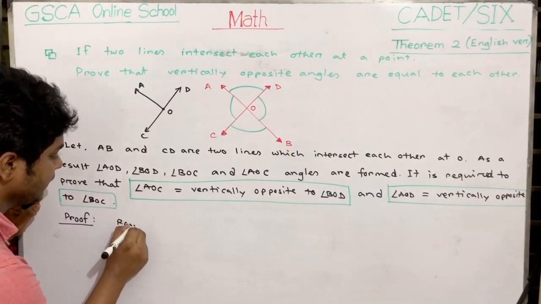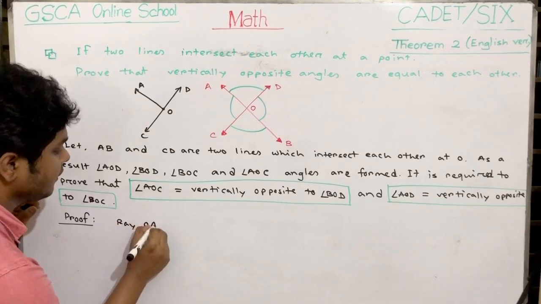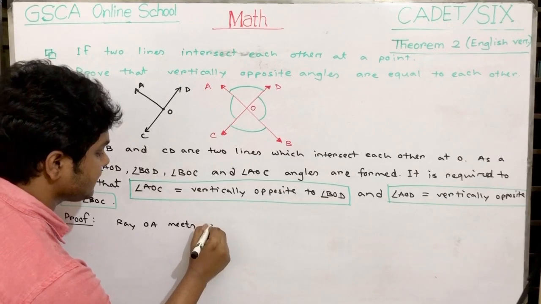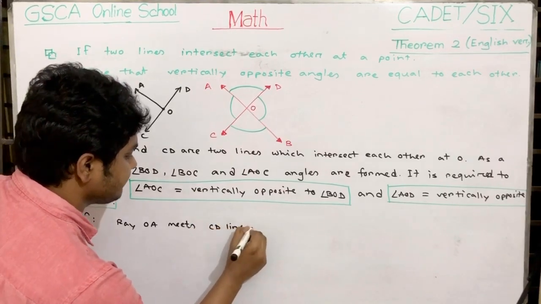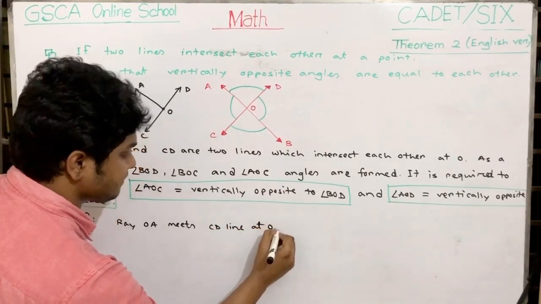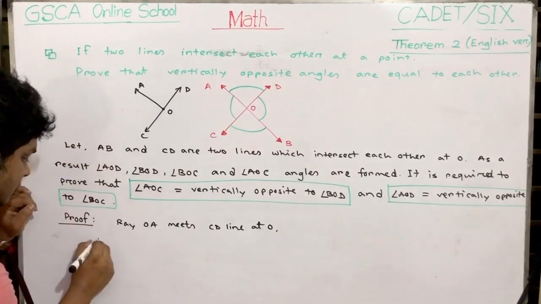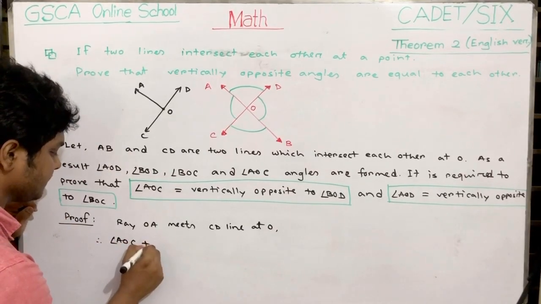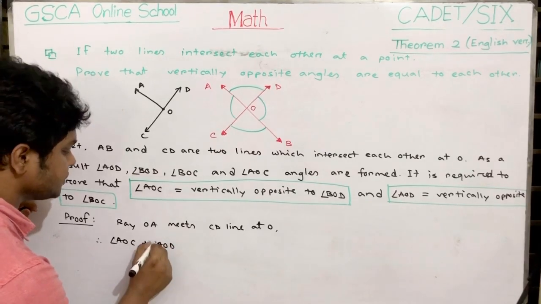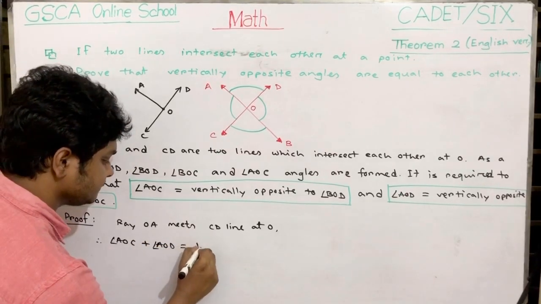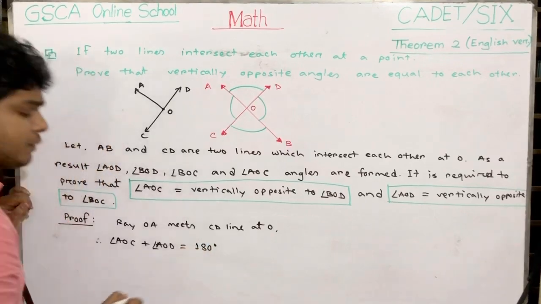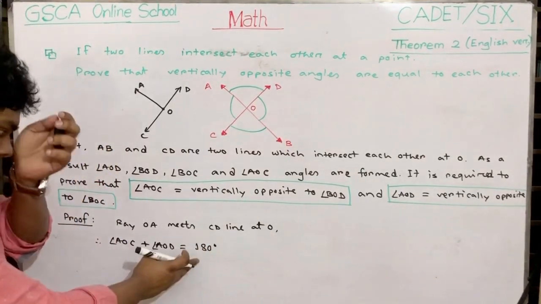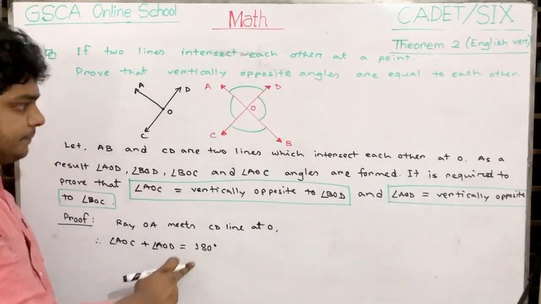Ray OA meets CD line at O. Therefore, AOC plus AOD is equal to two right angles. So two right angles is equal to what? 180 degrees, right? So in case of two right angles, we can also write 180 degrees.